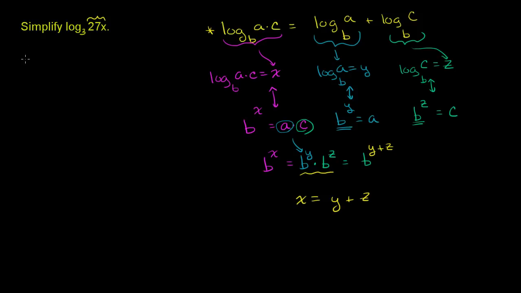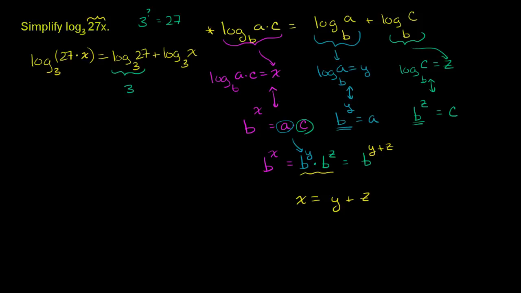But let's just apply this property right over here. So if we apply it to this one, we know that log base 3 of 27 times x is equal to log base 3 of 27 plus log base 3 of x. And then this right over here we can evaluate. This tells us what power do I have to raise 3 to get to 27. You could view it this way: 3 to the question mark is equal to 27. Well, 3 to the third power is equal to 27. 3 times 3 is 9, times 3 is 27. So this right over here evaluates to 3.